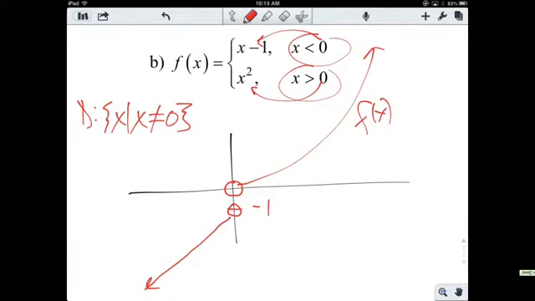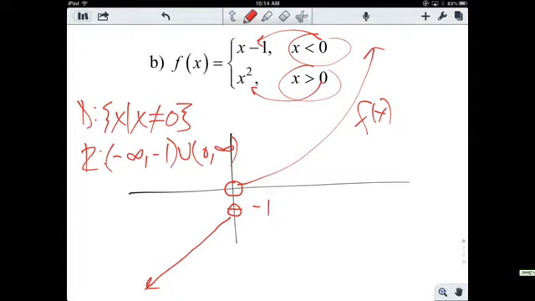Okay? Did that affect the range at all from the previous example? Yeah, it did, slightly, but enough that it's worth redoing. Negative infinity now up to -1, non-inclusive. Union 0 to infinity. We can't include the y value of -1 anymore.